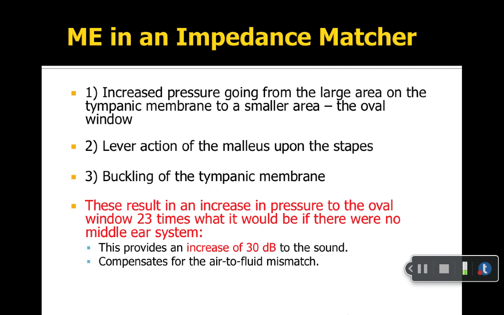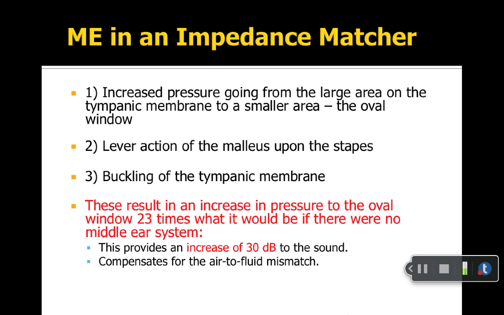And you have a lever action of the malleus upon the stapes, the bones that are connected. And finally, there's a little portion of the buckling of the tympanic membrane that also increases the pressure. The largest increase of pressure comes from that area difference between the tympanic membrane and the oval window. So these three things result in an increase in pressure at the oval window of 23 times what it would be if there were no middle ear system. So a 30 dB increase in sound provided by the middle ear. That's a lot. That's a very large amount.